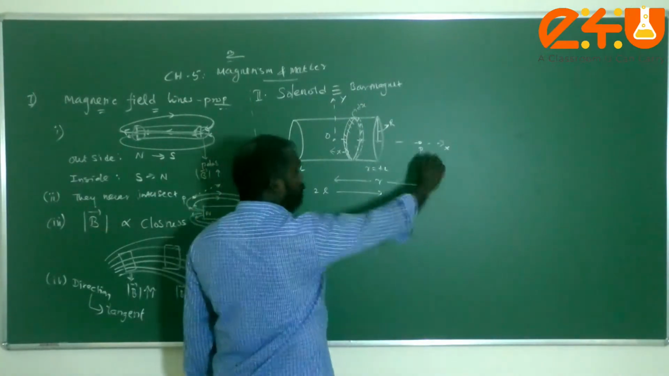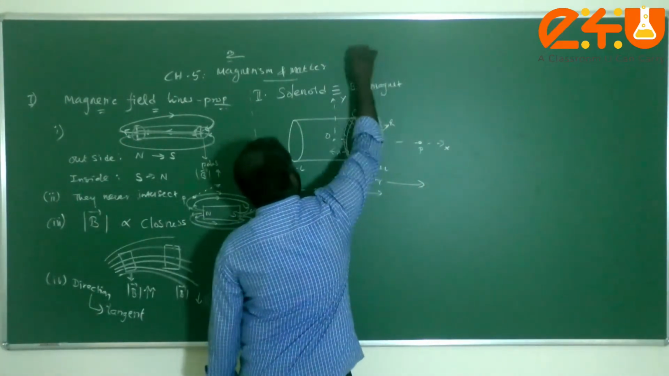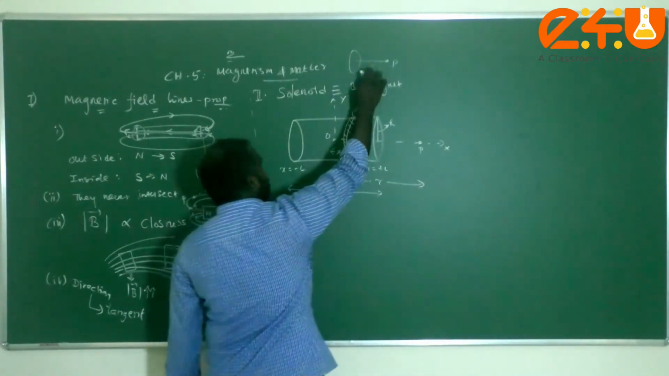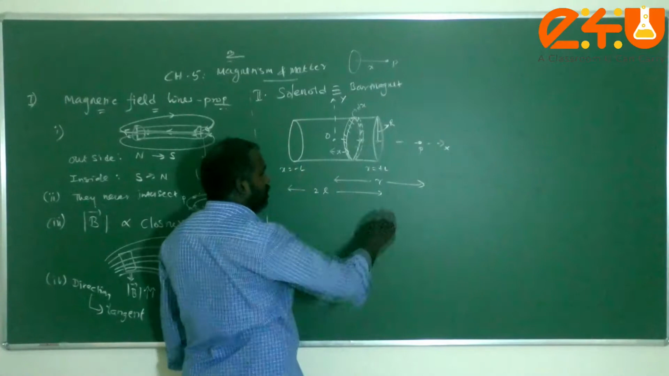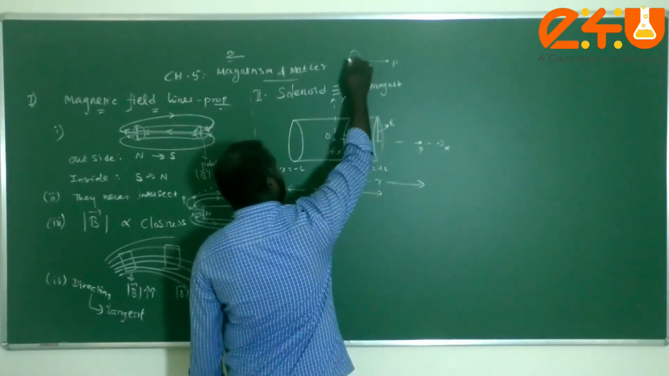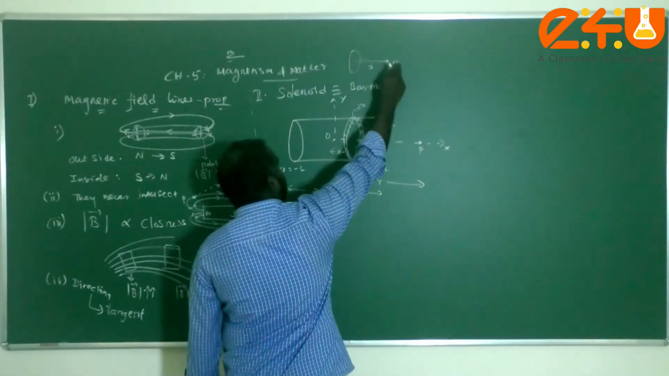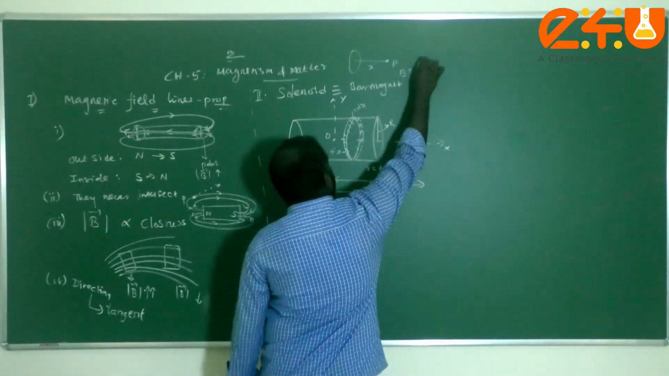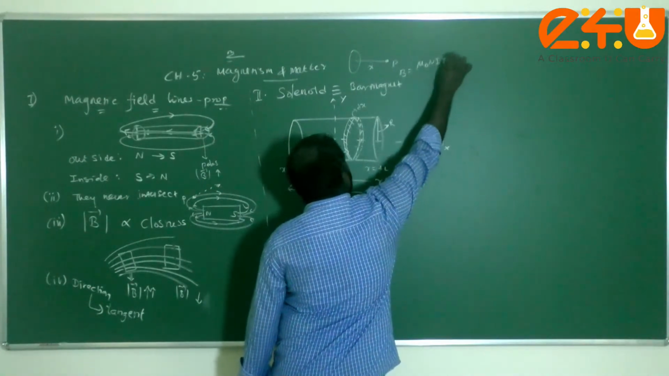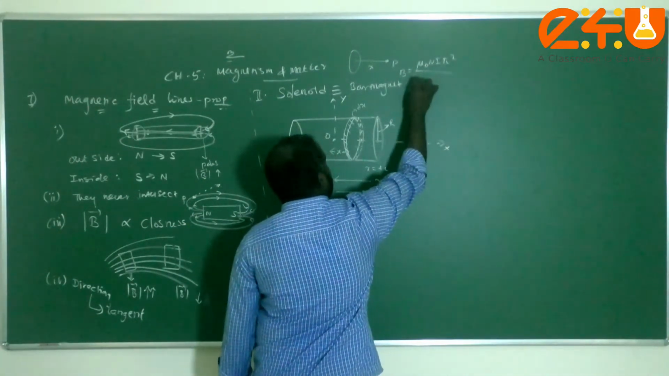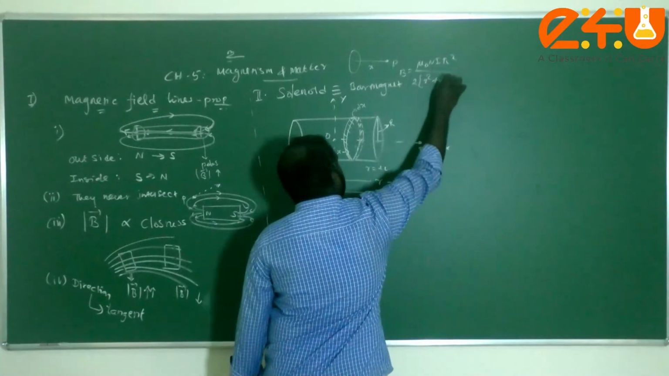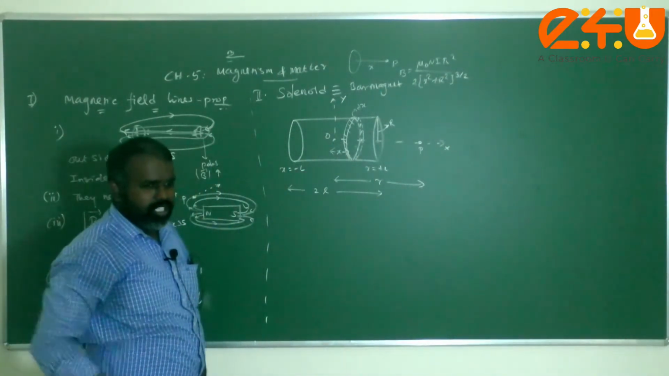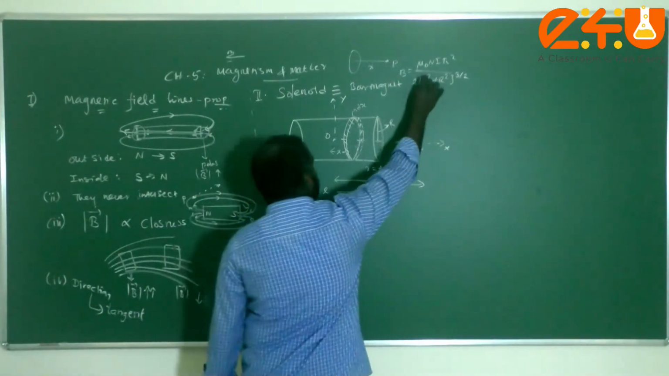We know the formula for a circular loop: at any point P, where x is the distance between the center of the circular loop and the measuring point, the magnetic field is given by B equal to mu naught N i R square divided by 2 into (x square plus R square) whole power 3 by 2. This is the general expression we discussed in the previous chapter.